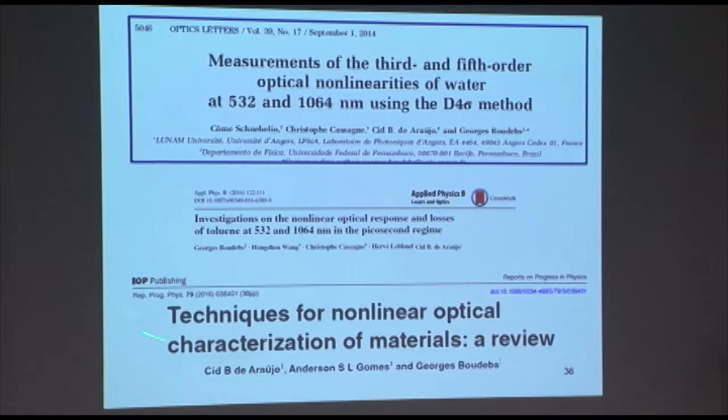I have some description of this in this review paper that was published a few months ago. If you want to take a look, there are several techniques that can be used for characterization of materials. So I think that this is my last picture. I would have time to show the film, but now it's too late.